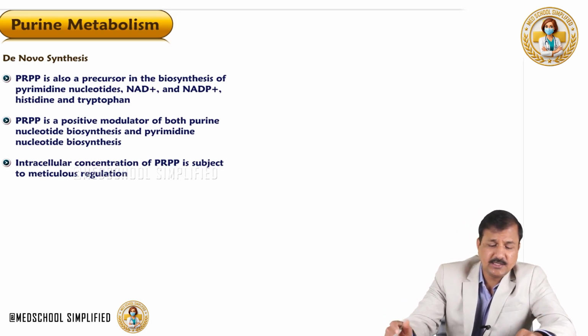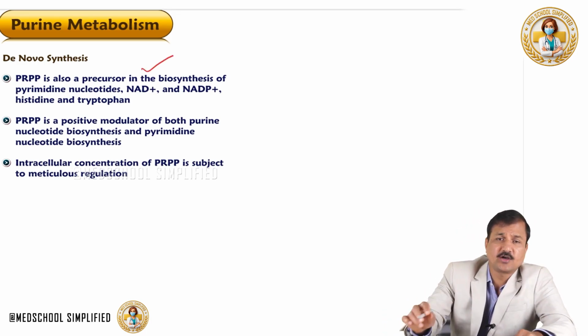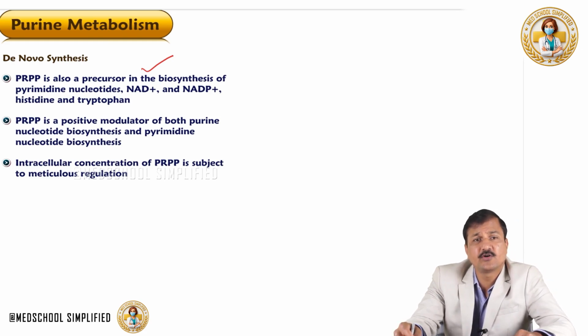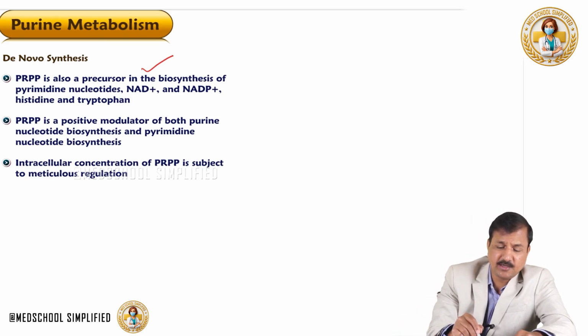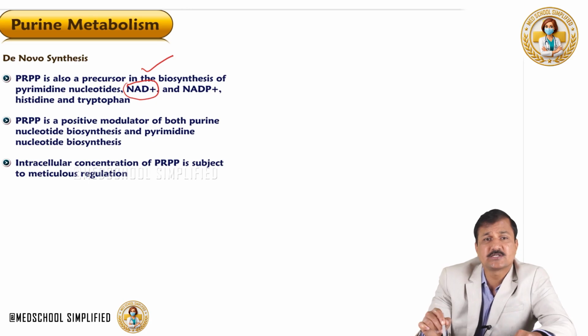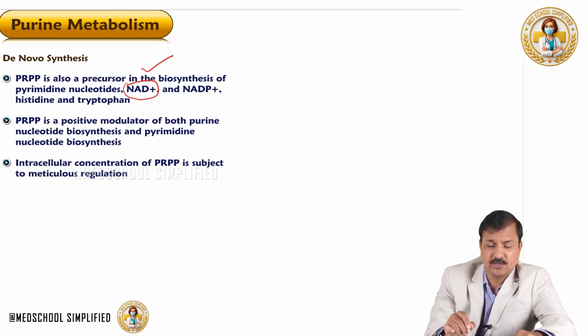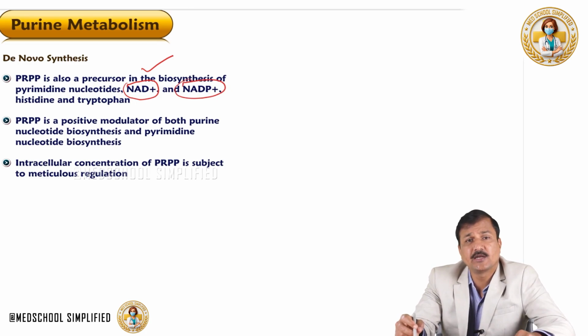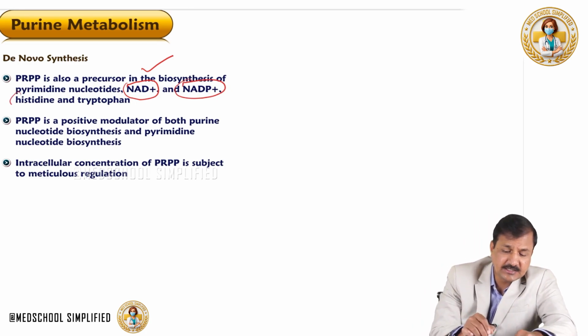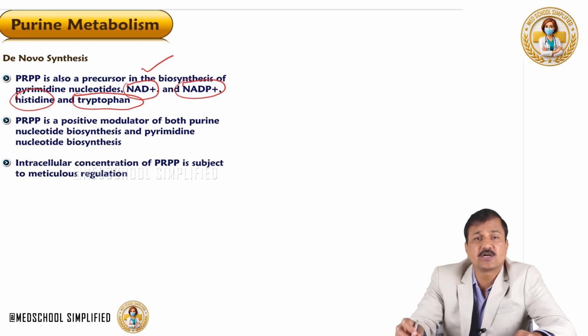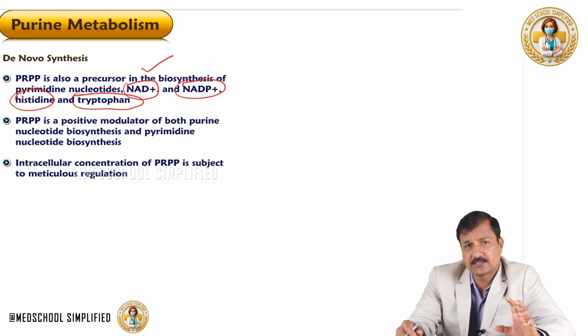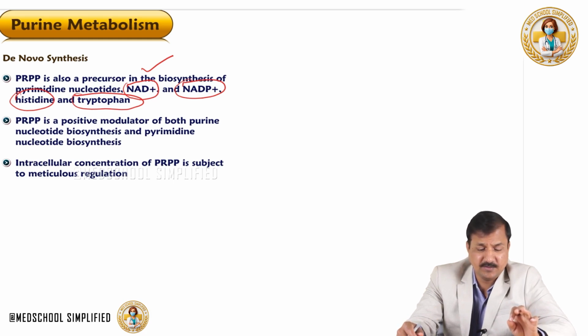Now, other than PRPP being a precursor for purine nucleotides, it is also needed for pyrimidine nucleotide biosynthesis. Along with pyrimidine nucleotide biosynthesis, PRPP is necessary for NAD, nicotinamide adenine dinucleotide, and NADP, nicotinamide adenine dinucleotide phosphate formation, histidine synthesis, and also in the synthesis of tryptophan. So, in all these processes, PRPP is necessary. Those are the other uses of PRPP, other than participating in purine nucleotide biosynthesis.